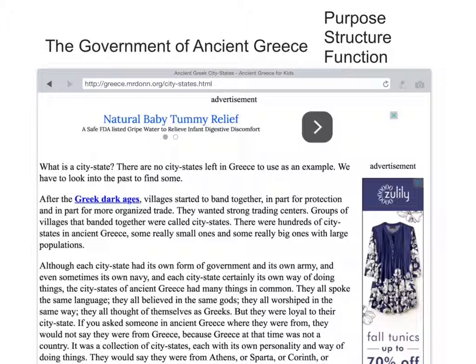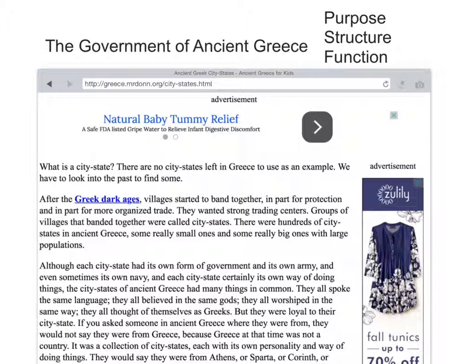So, the first thing I want to look at is this website here, which you're going to have a link to, to do some more research. But we're looking here at the city-state, and the city-state is how the ancient Greek civilizations were organized. There are a lot of city-states altogether, and they all actually had the same language and pretty much the same religion. They just kind of had different gods. Each one had their own god that followed it.